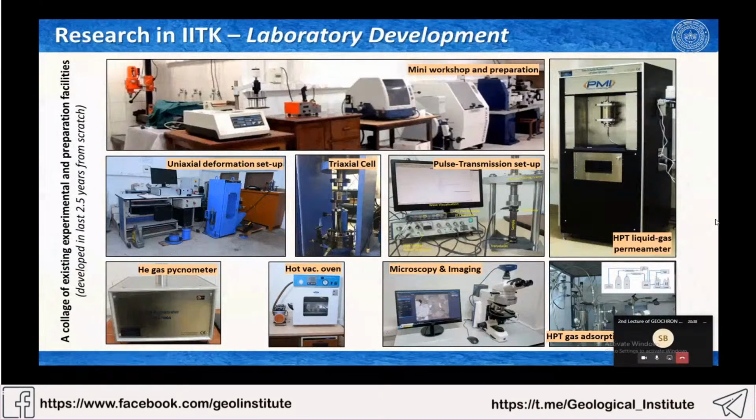These are some of the instruments that we have built in the laboratory, some workshops, a very basic deformation setup with a triaxial cell. We have a pulse transmission setup, some rock physics related instruments including microscopy and imaging. This is a porosimeter, and then we also have an absorption-desorption apparatus.